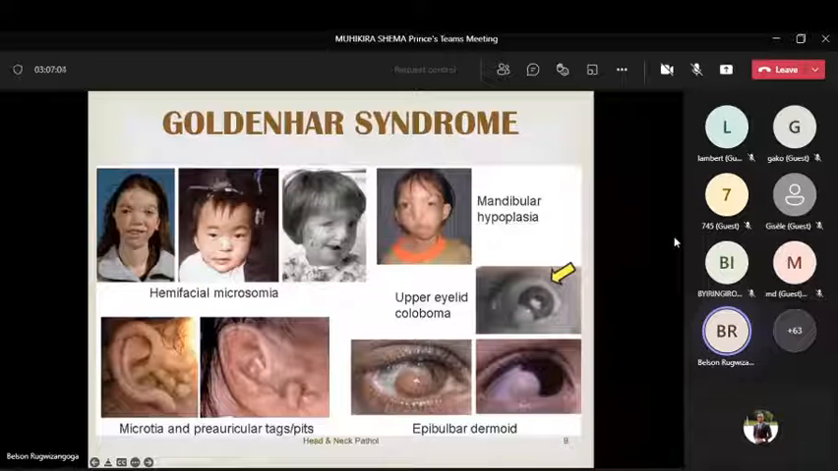So another problem they have is epibulbar dermoid masses. So just above the eyes, they have it. This dermoid is a cyst, so a small cyst there.